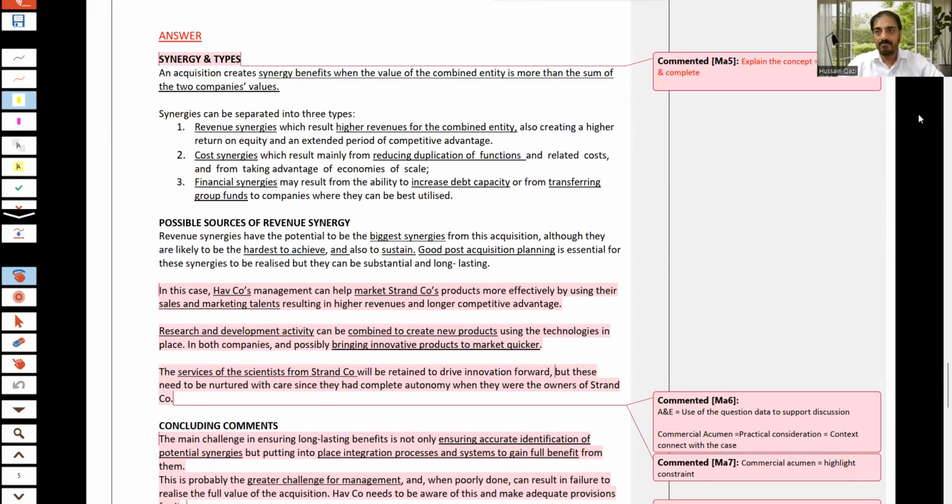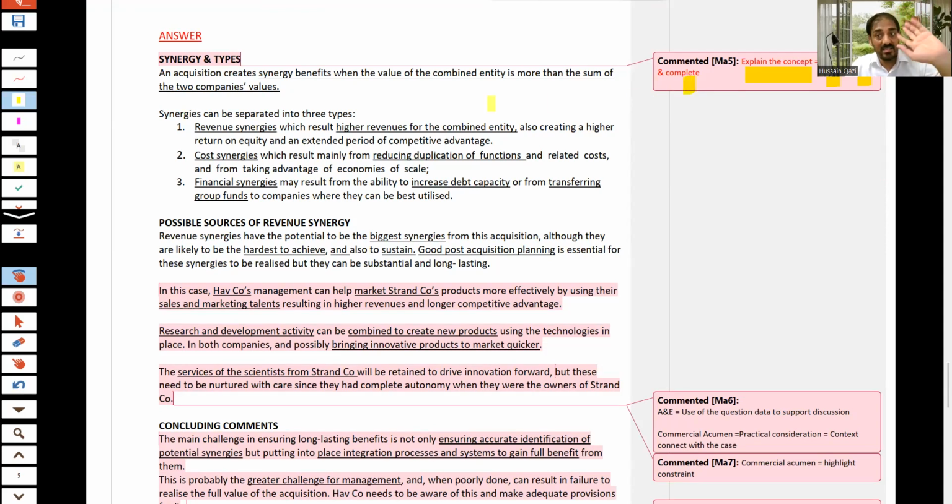This is the full answer. Okay, number one, you have to start with the first, that synergy and types. Here comments mentioned explain the concept. Simple, that use a simple language. It's very concise but complete.